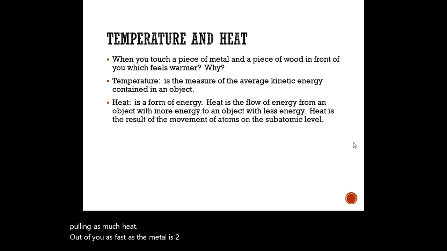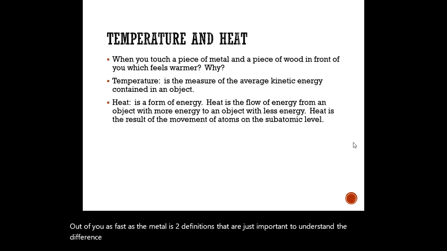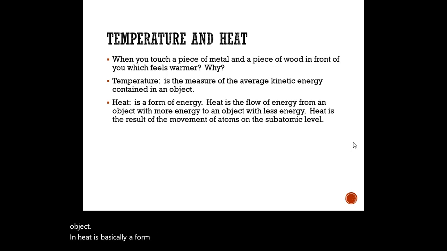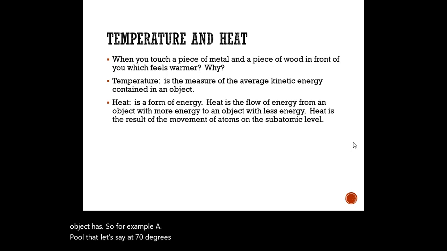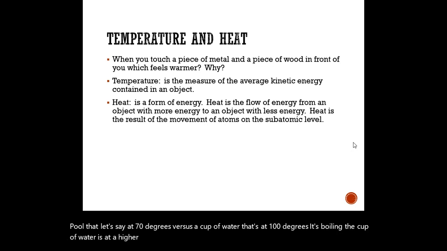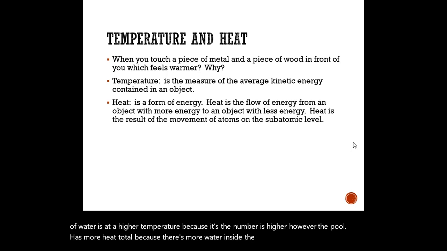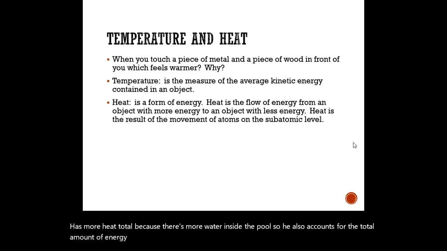Two definitions that are just important to understand the difference between. Temperature is the measure of the average kinetic energy contained in an object. And heat is basically a form of energy, and heat can also be defined as the total energy that an object has. So, for example, a pool that's, let's say, at 70 degrees versus a cup of water that's at 100 degrees, it's boiling. The cup of water is at a higher temperature because the number is higher. However, the pool has more heat total because there's more water inside the pool. So heat also accounts for the total amount of energy inside of an object.